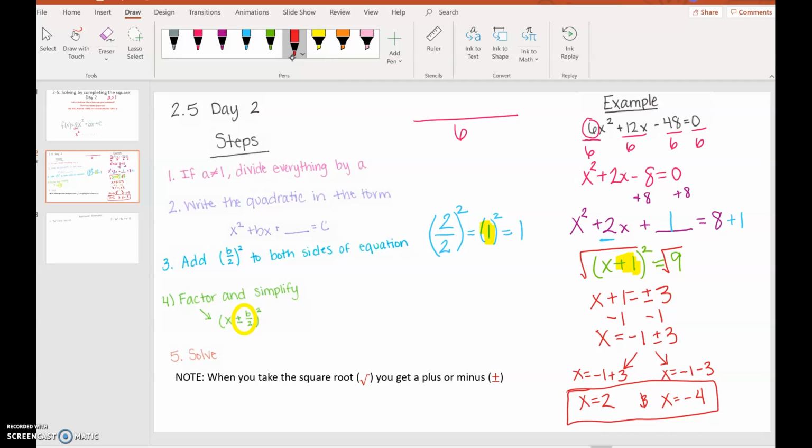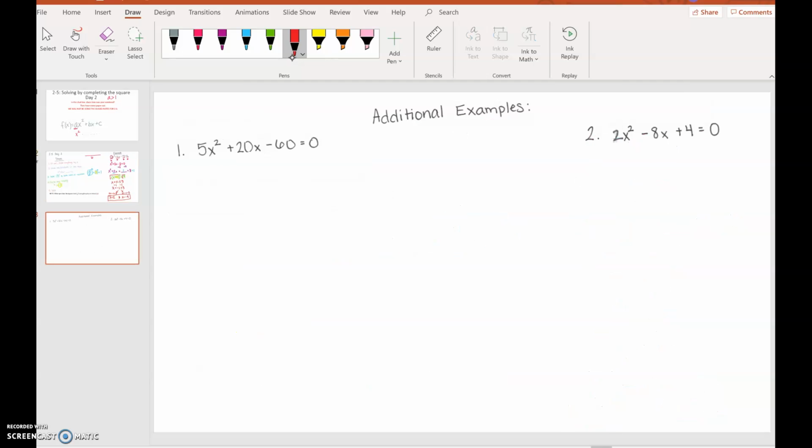So if you need to pause the video to look at the screen a little bit more, that's more than fine. I'm going to go to the next one. And what I would do is I would write these down, I would pause the video, and then I would try them on my own and then check your work. So I'll first do example 1, and then I'll do example 2, but again, go ahead and pause it and try it on your own first.